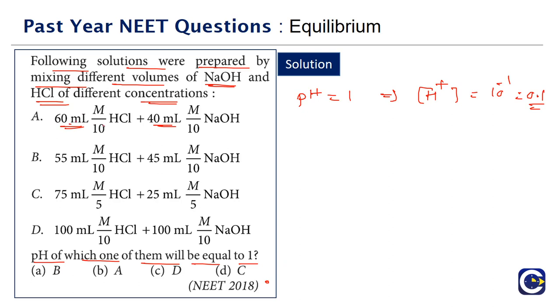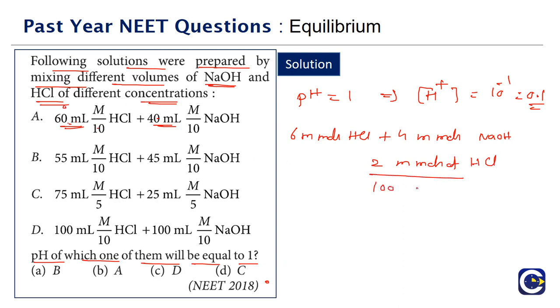If you multiply the volume with the concentration, what are we going to get? Here we can see 6 millimoles of HCl plus 4 millimoles of NaOH. After neutralization, we'll have 2 millimoles of HCl divided by the total volume. 60 plus 40 is 100 ml. So the milli is cancelled and this is the concentration of HCl. That will be equal to the concentration of H plus ion, because HCl is a strong acid. It will dissociate completely to give us H plus.